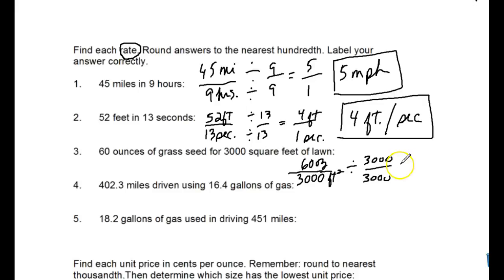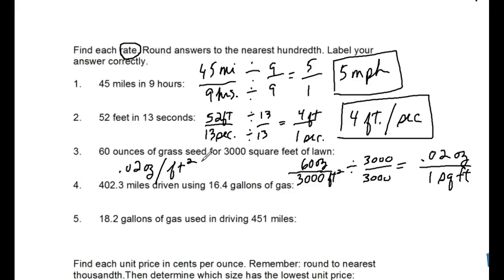And we're going to get a strange number on the top because 60 divided by 3,000 isn't going to be a whole number, is it? It's going to be 0.02. Those are ounces. And that's for 1 square foot. So it's 0.02 ounces per square feet. So you could write it like this, 0.02 ounces per, that line means per, square feet. Looks like that.